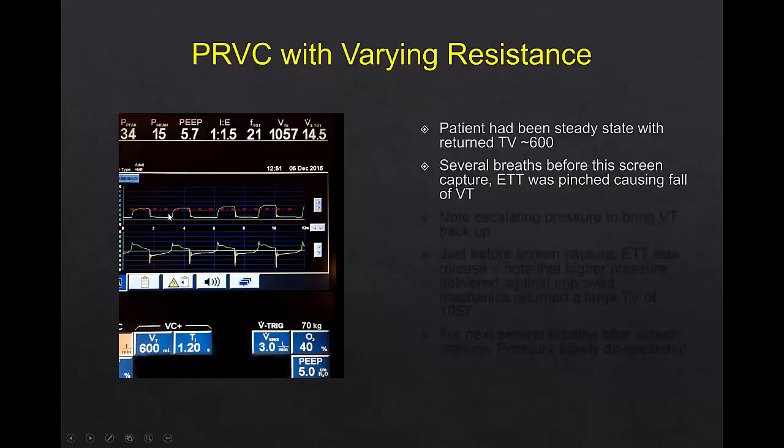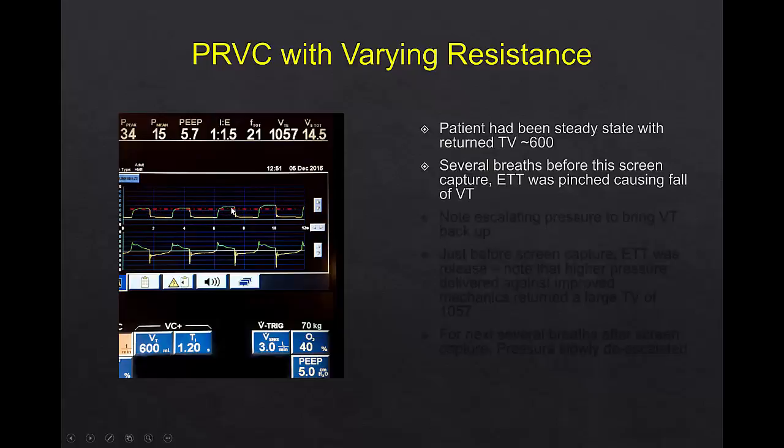So the theory here is as your lung mechanics change, the pressure target changes to keep the tidal volume at a set tidal volume. In this case, first the lung mechanics got bad when I squeezed the tube, and then the pressure rose up. And then when the mechanics got better, when I released the tube, the tidal volume was too large. So what you can't see after the screenshot is the pressure inched its way back down to where it started. So it can adjust upward or downward.